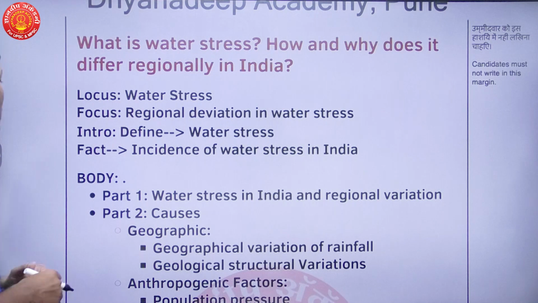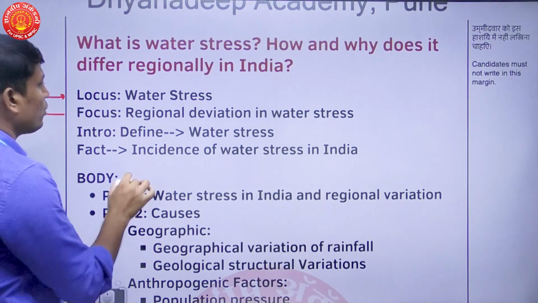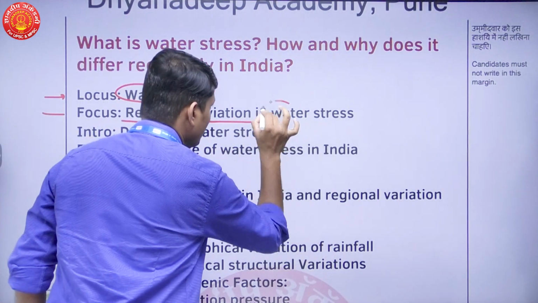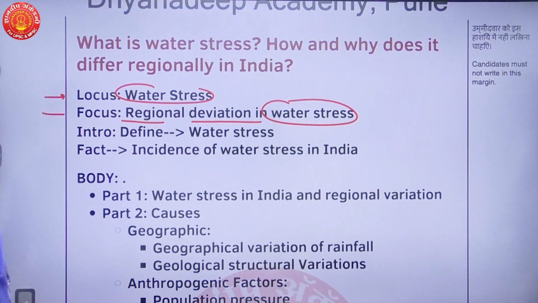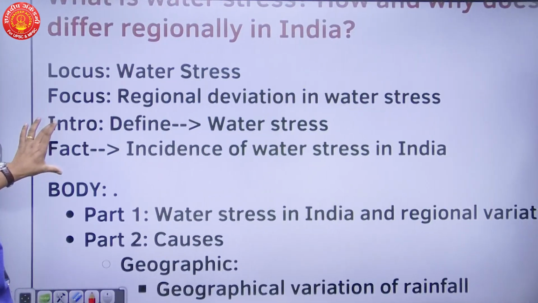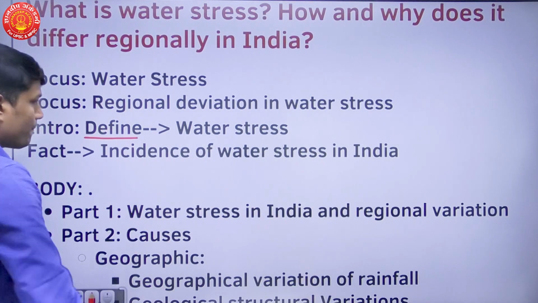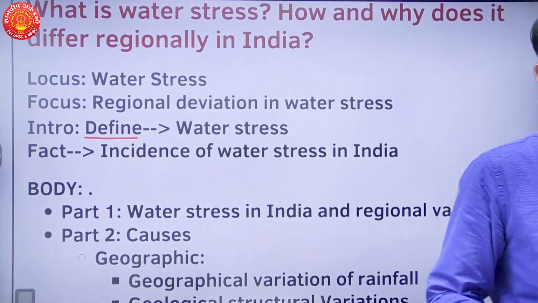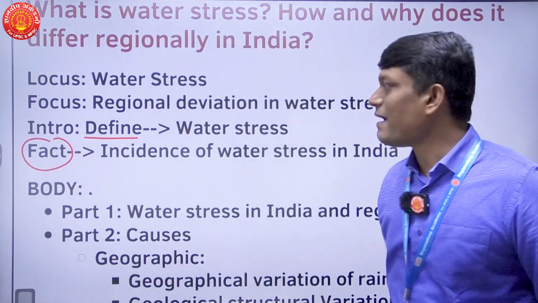Now coming to the question, there is locus and focus. I have mentioned here locus is water stress and focus is the regional deviation in the water stress which is found in India. Now to introduce this particular question, I can take two ways. One can be defining what water stress is. This can be one very generic, very simple way to introduce.